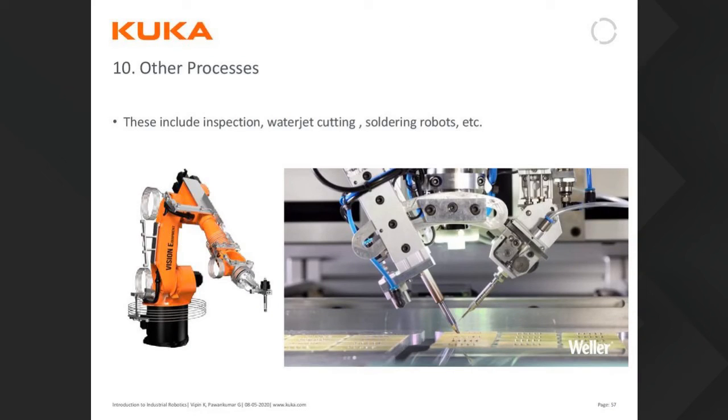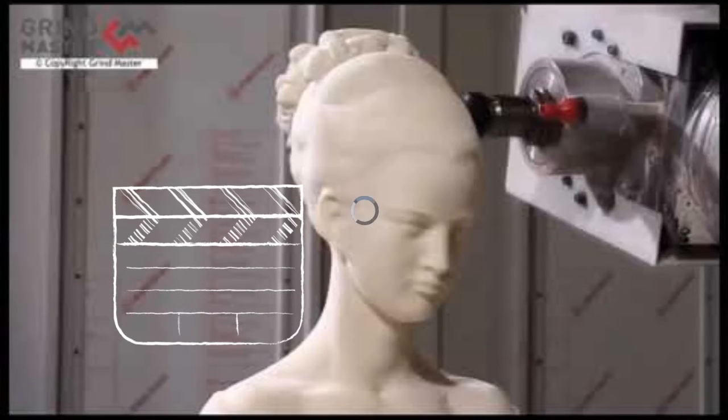So other processes also we see, application videos we are going to see now. What you can do with an industrial robot, what else you can do. So here's one interesting video. You can impress someone with this.